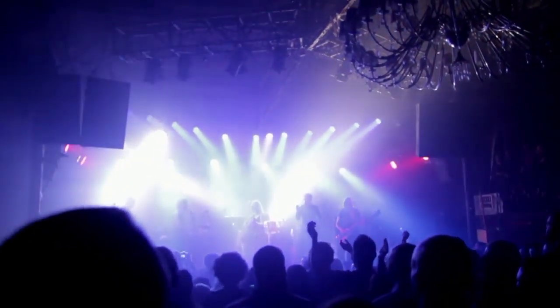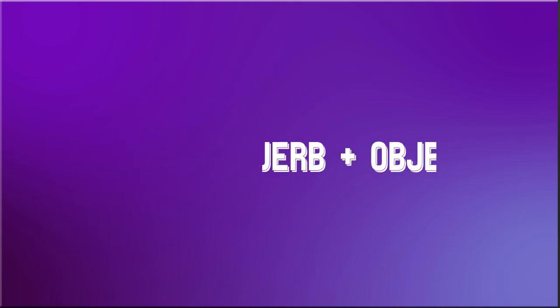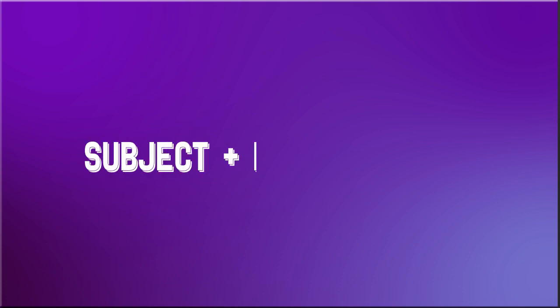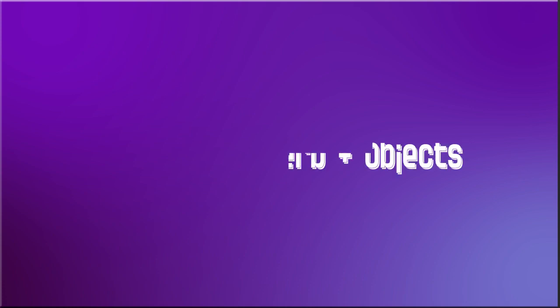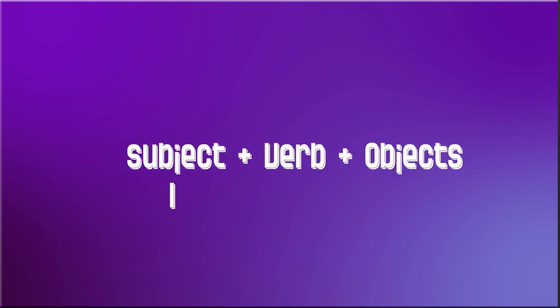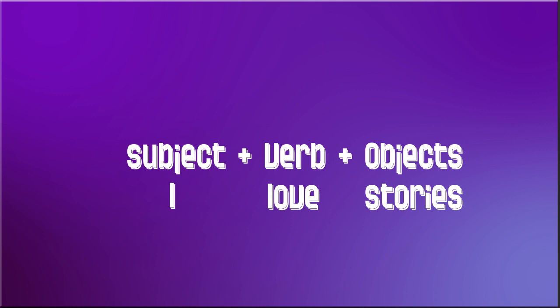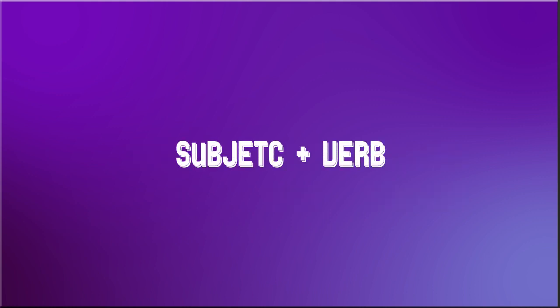Now let's take a look at how to form it. The formula is subject plus verb plus object, but sometimes we also form only subject and verb. For instance, I love stories. Here we formed the subject, verb, and object, where the subject is I, the verb is love, and the object is stories. And in this following sentence, we formed the subject and verb only: I do. I is the subject and do is the verb. Now guys, I know you got it all.